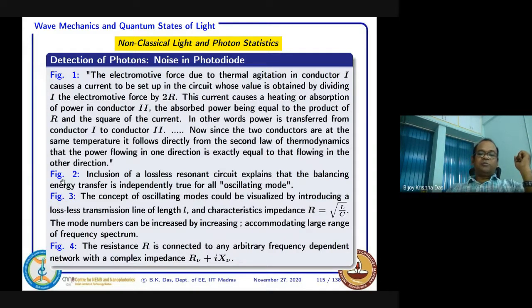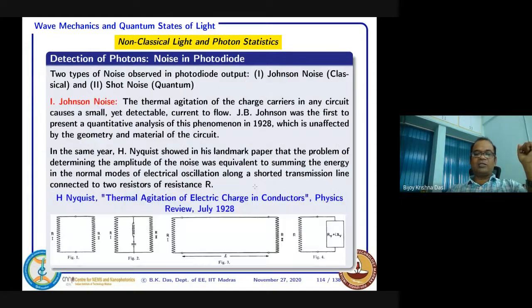Now, figure 2. Consider the inclusion of a lossless resonance circuit, which explains that the balancing energy transfer is independently true for all oscillating modes. Now this you have to understand a little bit. Since you are getting noise as a function of frequency, it can happen that the power transfer at a certain frequency to here is compensated from some other frequency of oscillation.